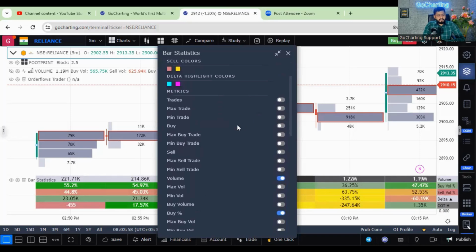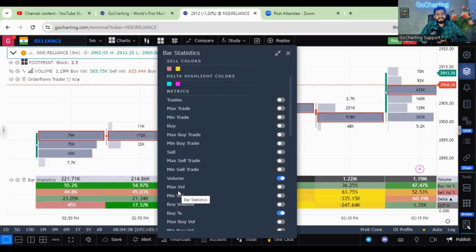Now coming to these options which involve trade. We have trades, max trade, min trade, buy, max buy trade, min buy trade, sell, max sell trade, and min sell trade. So this is a particular group where we are seeing the trade option, and below we are seeing the volume option. So friends, let me explain to you about these options.